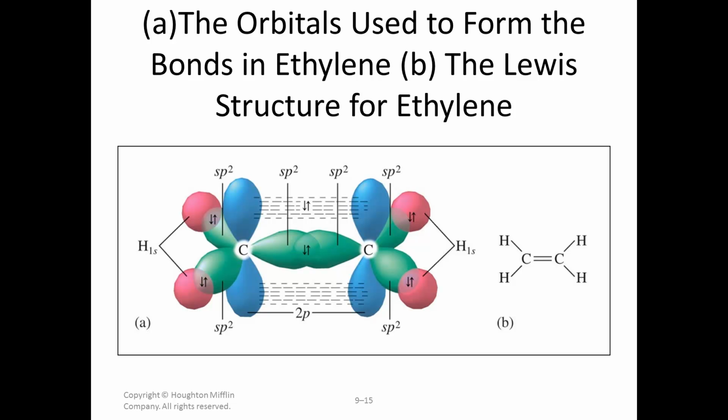Now, if we look at the complete bonding picture for ethylene, we see our sigma bond between our sp2 hybridized orbitals between carbon and hydrogen's 1s orbital, and then we see our unhybridized 2p orbitals forming the pi bond perpendicular to the internuclear axis of carbon.